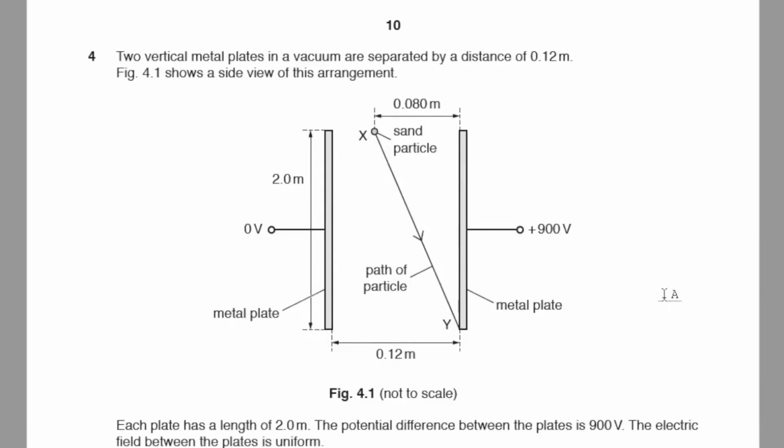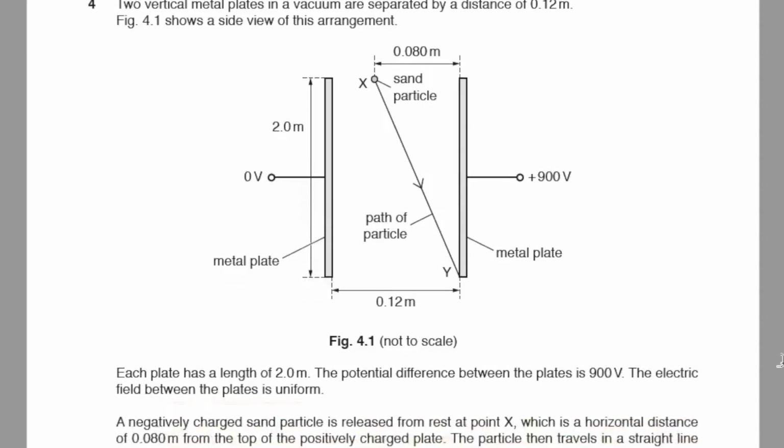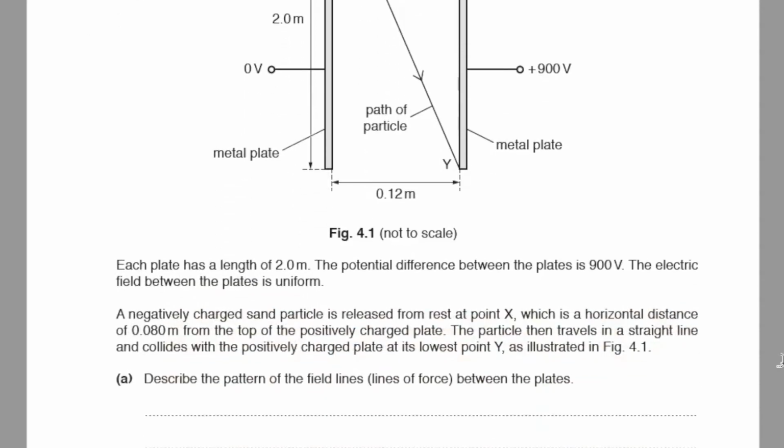Question number 4. Two vertical metal plates in a vacuum are separated by a distance of 0.12 meters. Figure 4.1 shows a side view of this arrangement. Each plate has a length of 2 meters. The potential difference between the plates is 900 volts. The electric field between the plates is uniform.